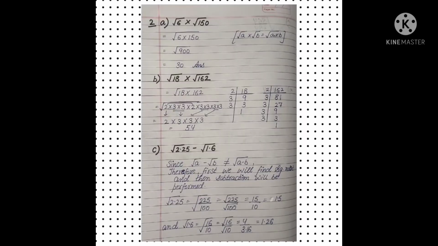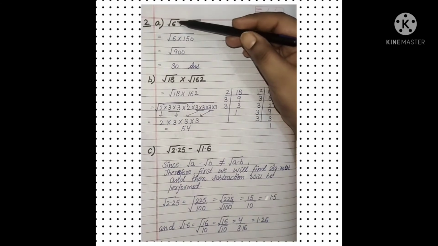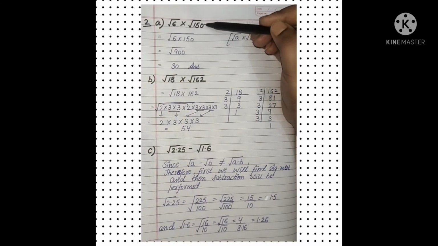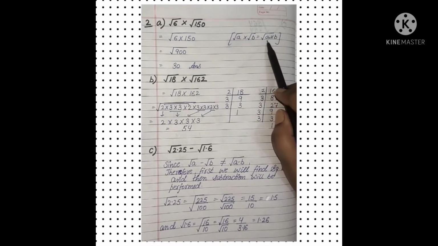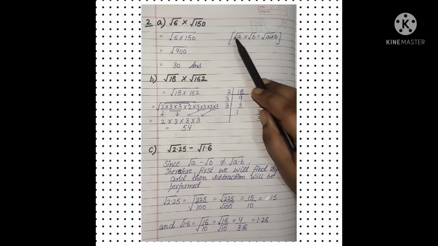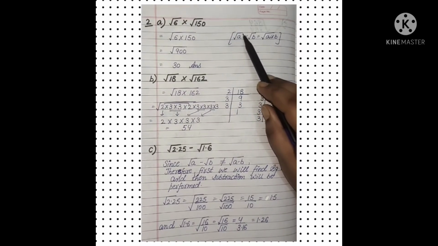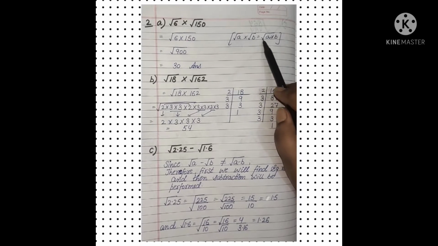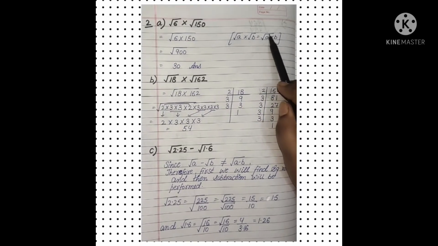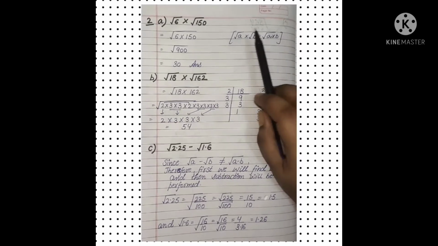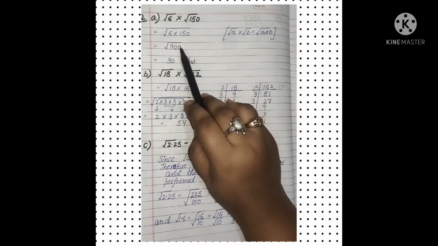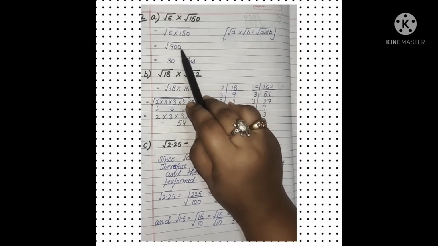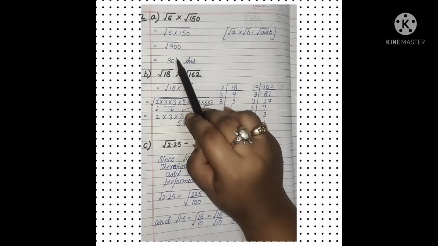In A part of question 2, we have to find the product of under root 6 and under root 150. This is the law for the product of square root of two numbers. Under root A multiply under root B can be written as under root A multiply B. Means if two numbers are written separately in the form of square root, then they can be written as square root of the product of these two numbers. So we can write them as under root 6 multiply 150. This will be equal to square root of 900.